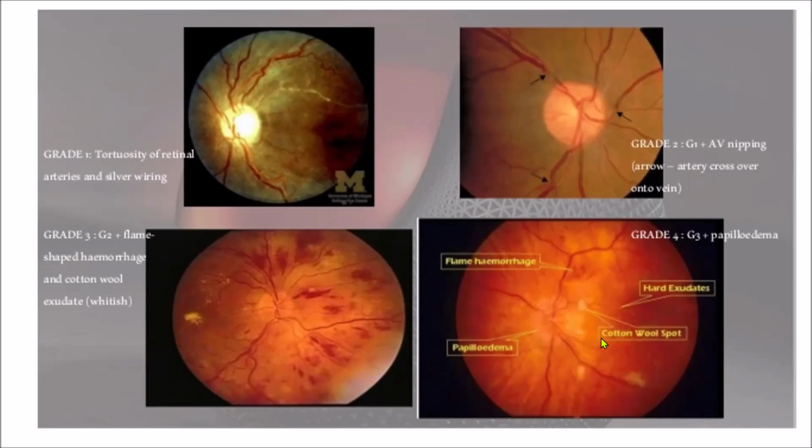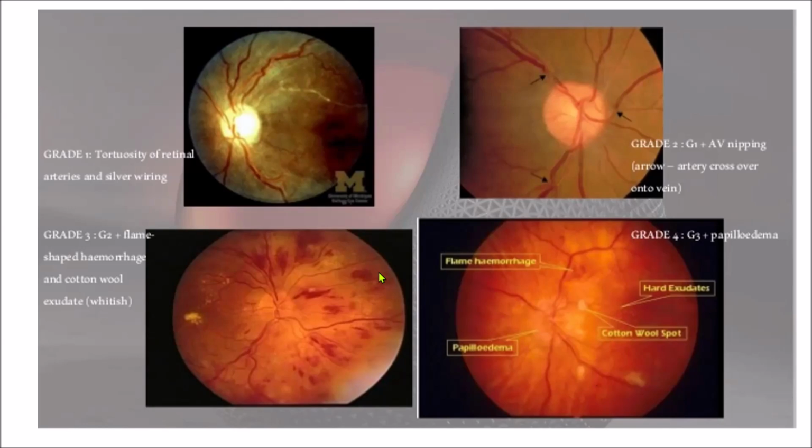And the last stage, or last grade, is papilledema. So you see blood, optic disc, blurred margins. When a hypertensive patient has papilledema, it means that patient will have all the grade 1, grade 2, grade 3 features together. So there might be some hard exudate already, multiple cotton wool spots, papilledema, flame hemorrhage, all together. This is the hypertensive retina, the examples of the 4 grades.